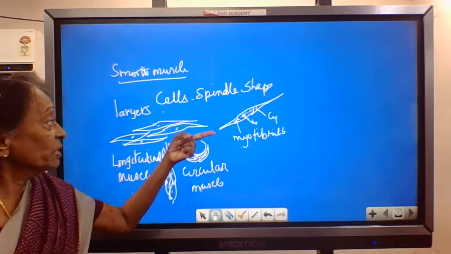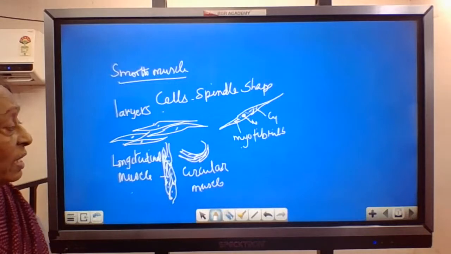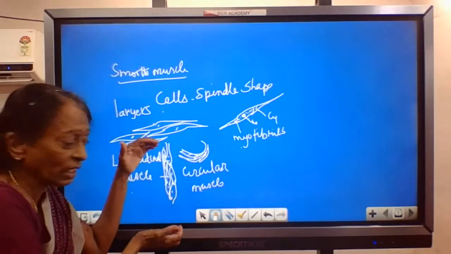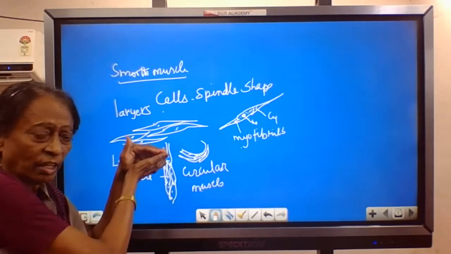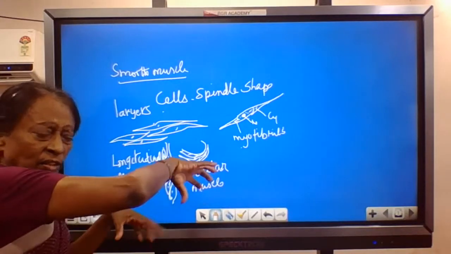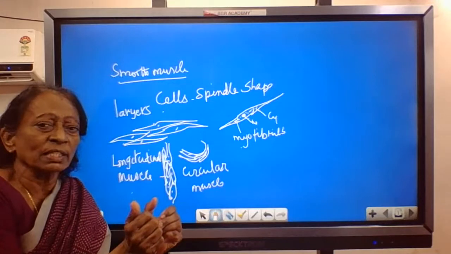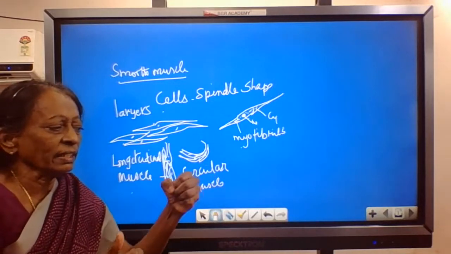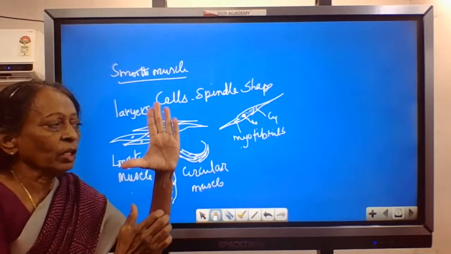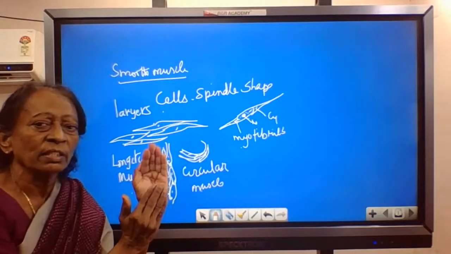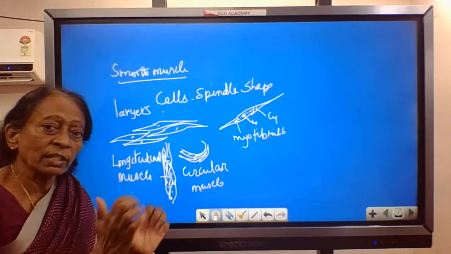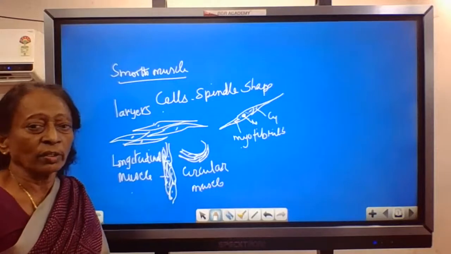Now this is the arrangement of these smooth muscles. When the longitudinal muscle contracts, what will happen? The length of the organ will shrink. When the circular muscle contracts, the girth will shrink. That is, the width will decrease, the gap will become narrow. When the longitudinal muscle contracts, the length will decrease. That's all. This produces the propelling movement in your inner organs particularly.